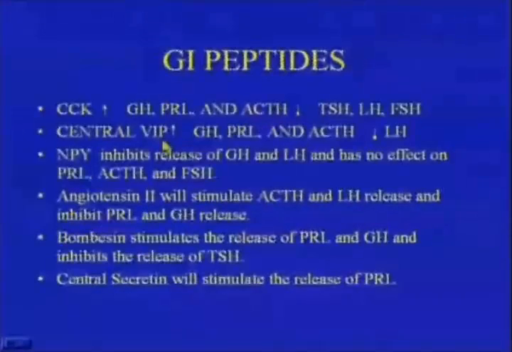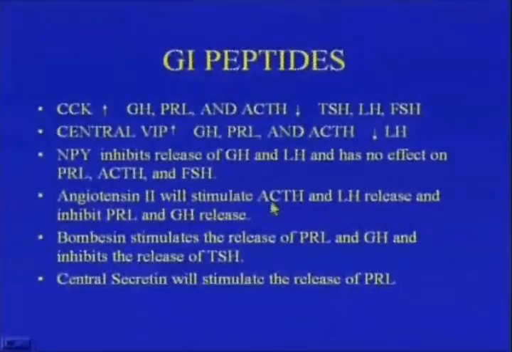And so many examples for GI peptides, CCK, increasing GH, prolactin, and ACTH, decreasing TSH, LH, and FSH. Central VIP, increasing GH, prolactin, and decreasing LH. Neuropeptide Y inhibits release of GH and LH and has no effect on prolactin, ACTH, and FSH.